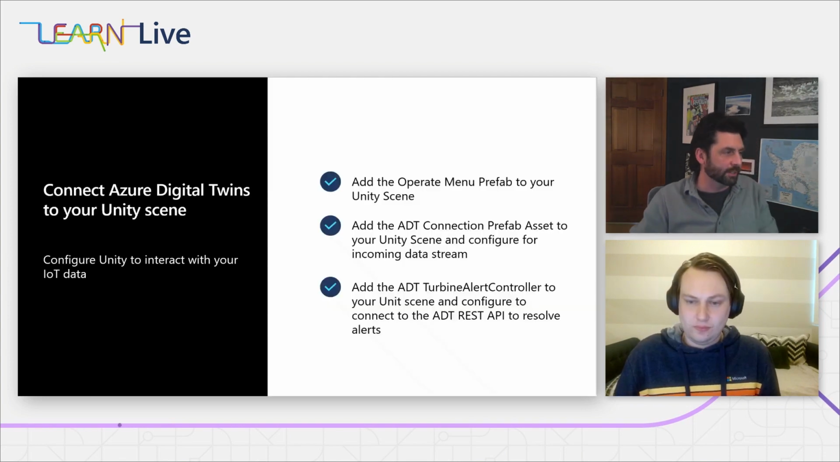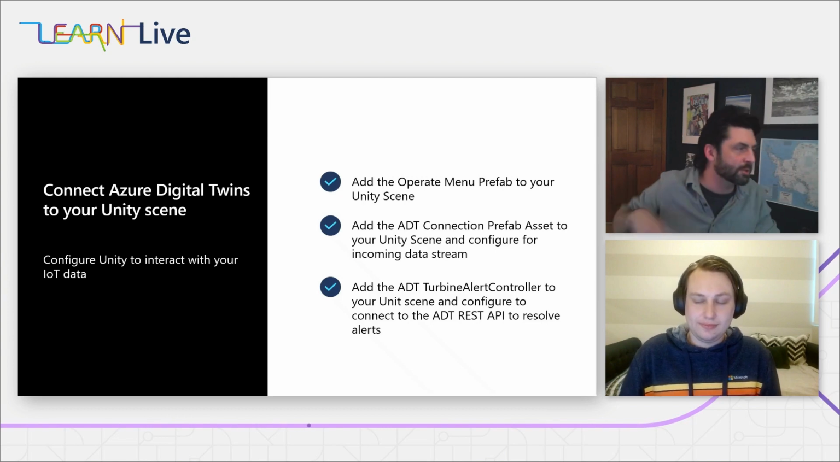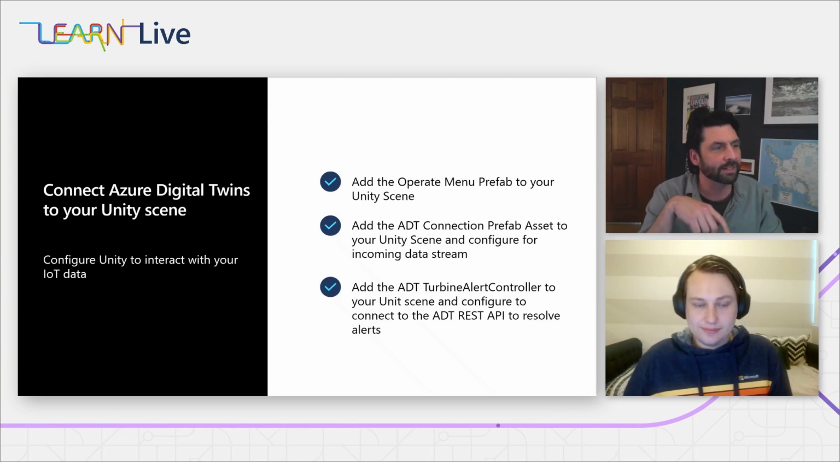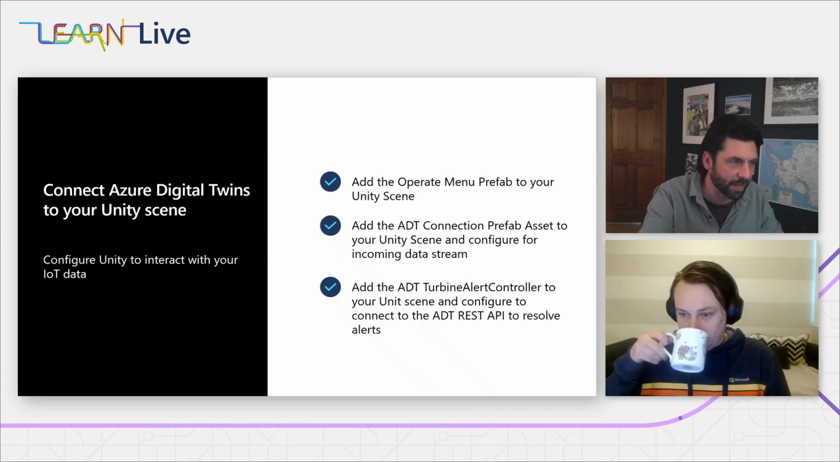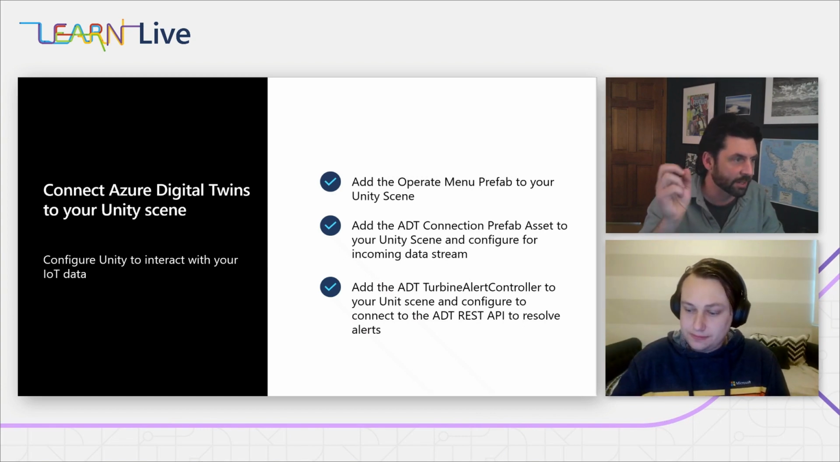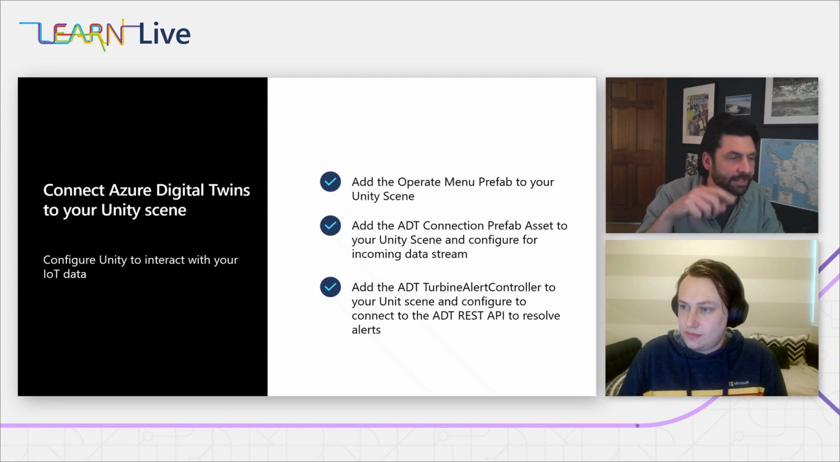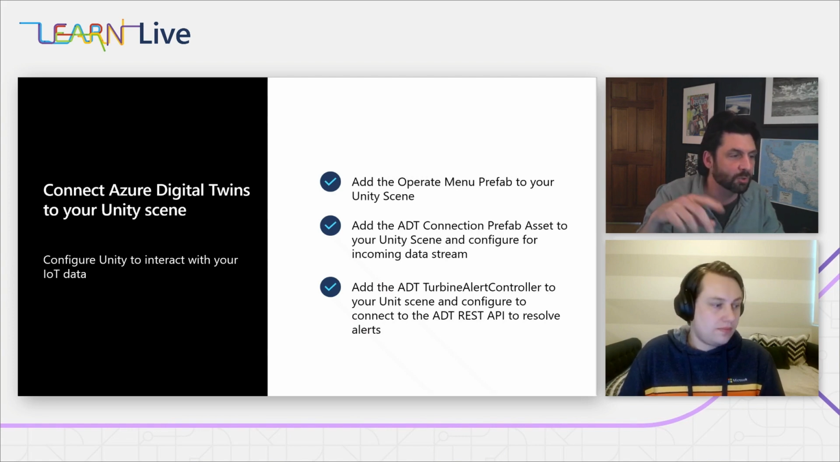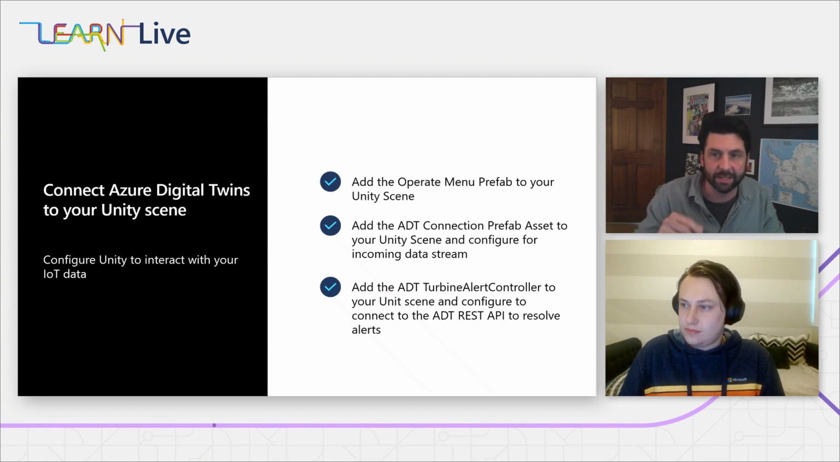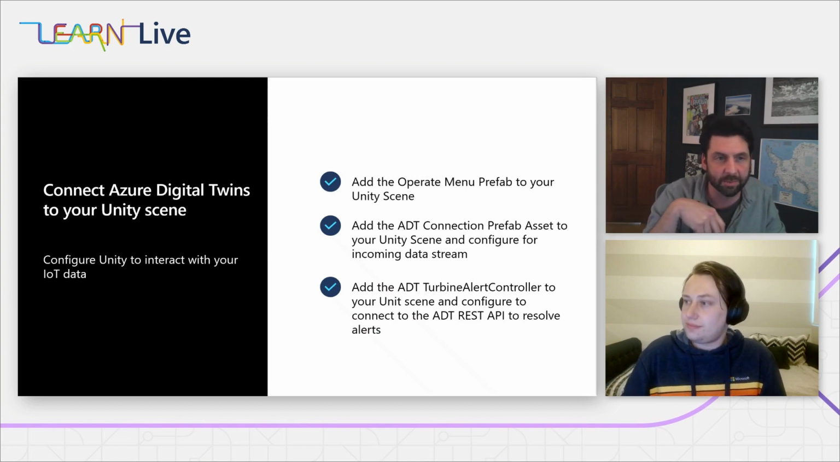And what we're going to do here is configure Unity to interact with this IoT data. We're going to add the operate menu prefab to our Unity scene. And then we're also going to add the ADT connection prefab asset to the Unity scene, configure it for incoming data for that data stream. Then we're going to add this ADT turbine alert controller to our Unity scene and configure it to connect to the ADT REST API so we can close that loop and write back to ADT and that data simulator.